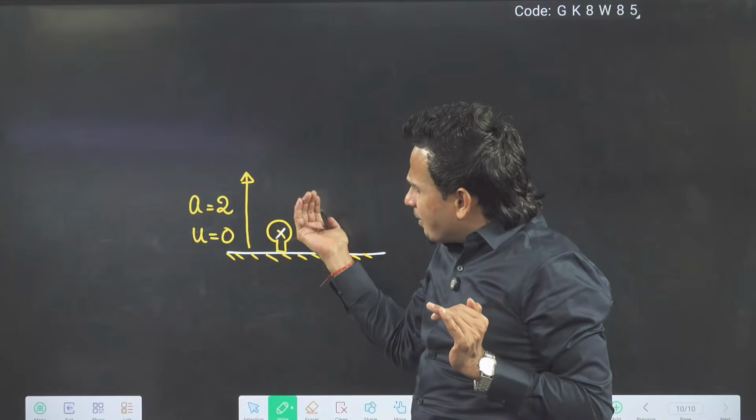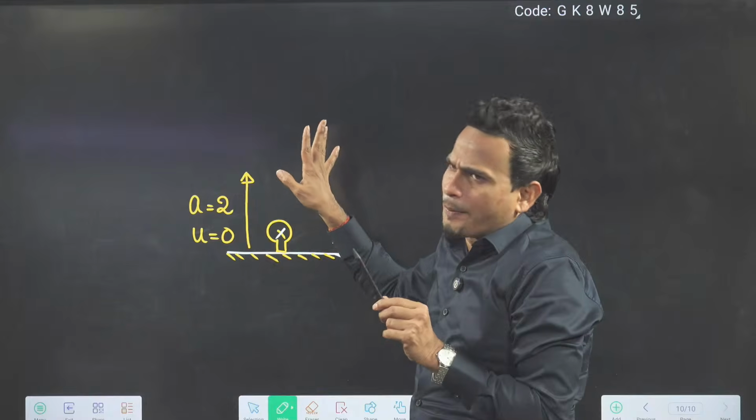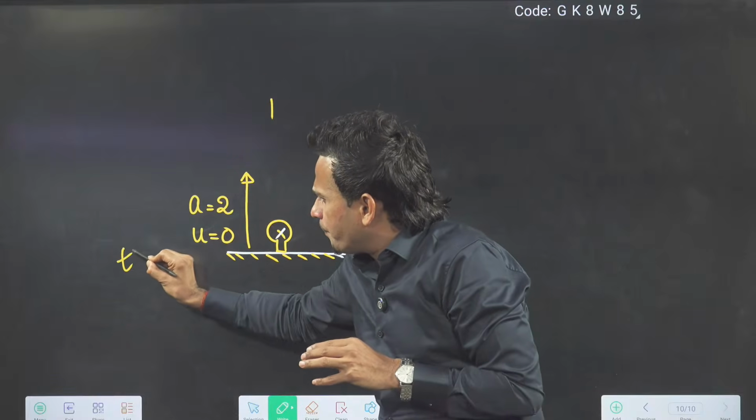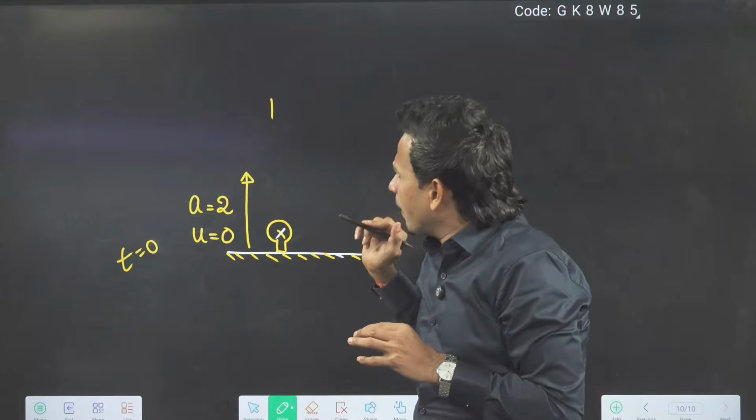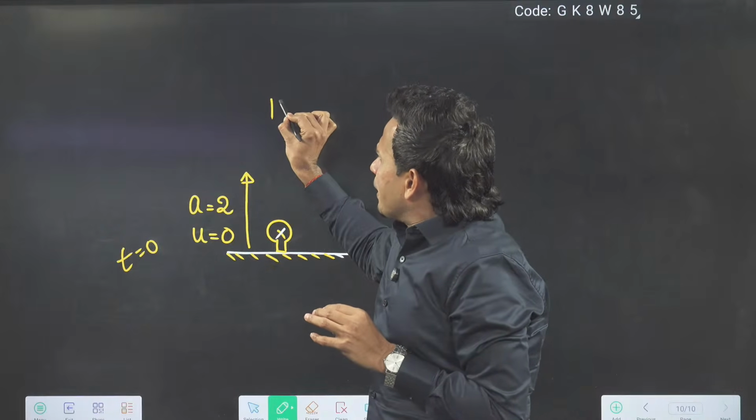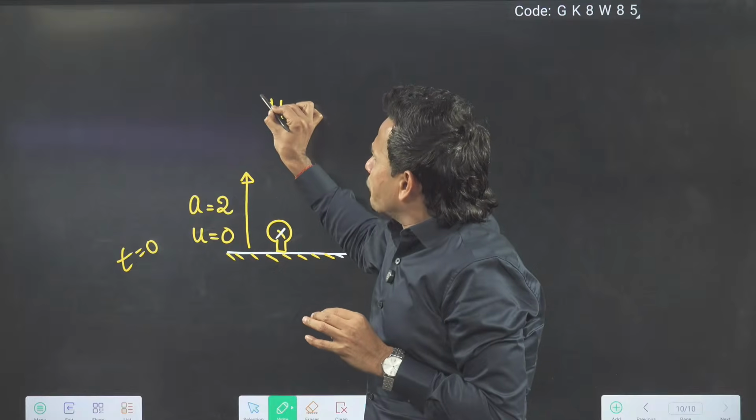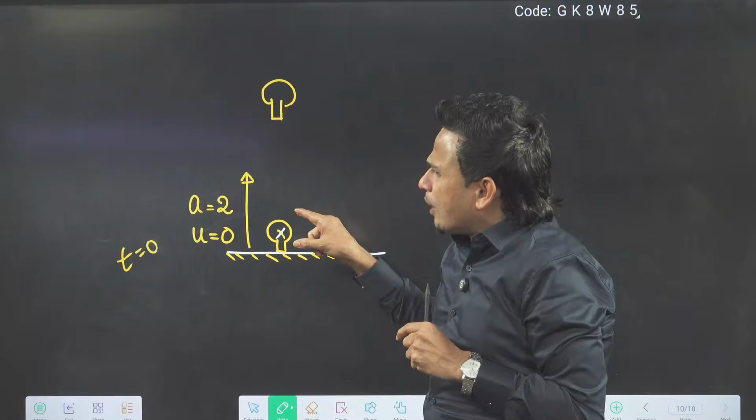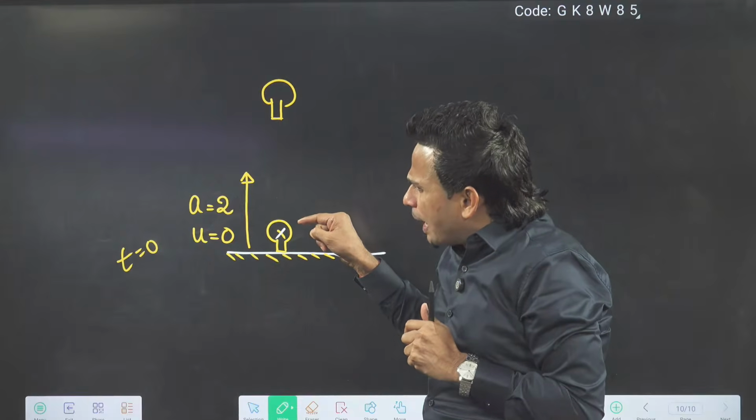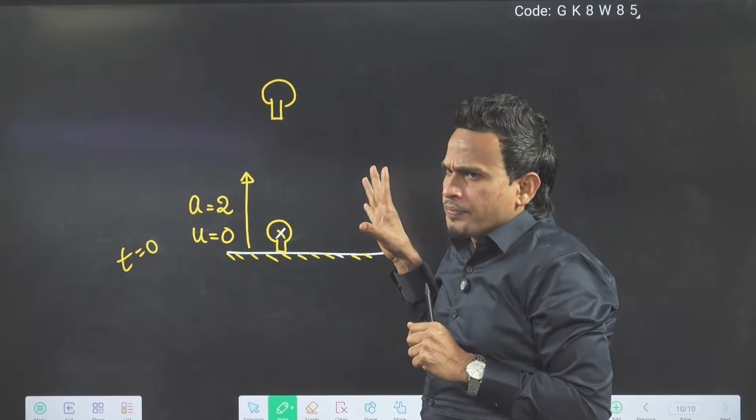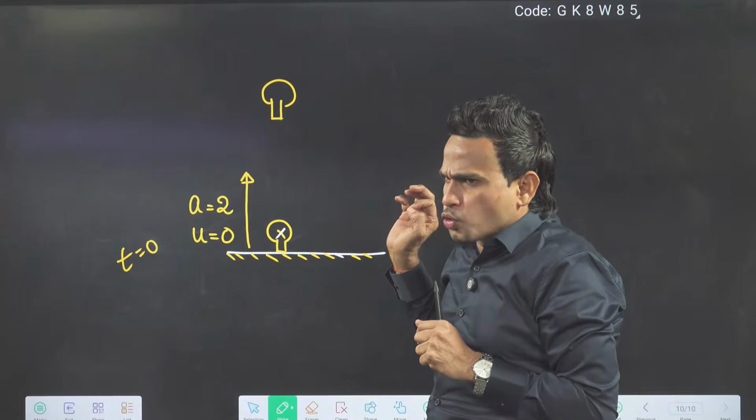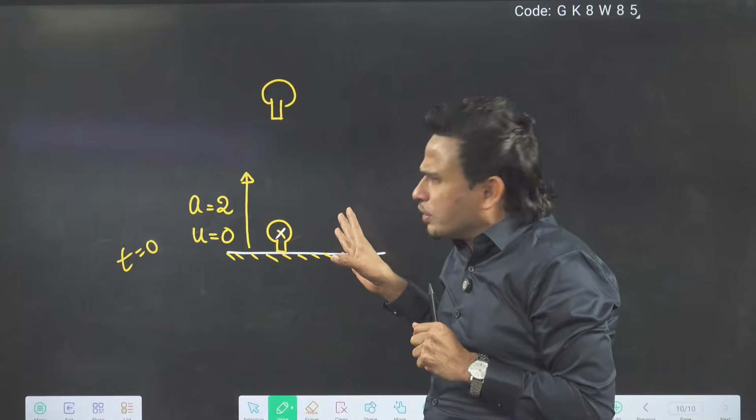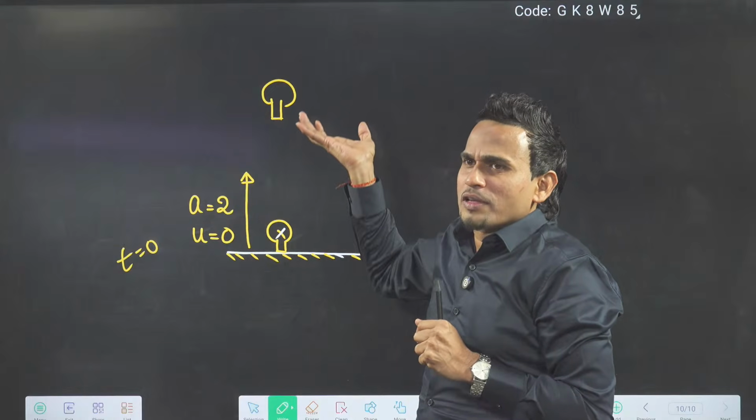Now due to this acceleration, your hot air balloon will keep going upward, and this is t equal to 0, when the motion of the hot air balloon started. Now they are saying after 10 seconds you drop the stone from the balloon. At that instant the balloon is not on the ground. The balloon was going continuously upward.